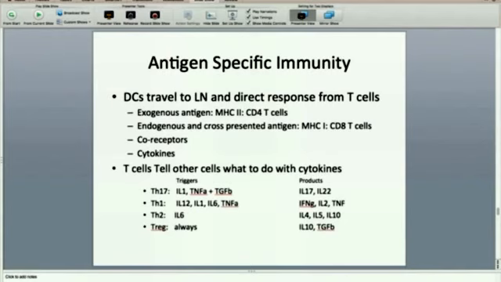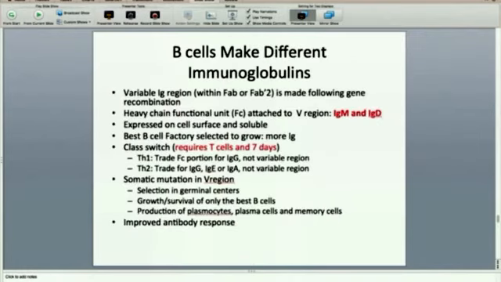The key here is Th17 produces IL-17 and IL-22. Th1 produces interferon gamma and also IL-2 and TNF-beta. Th2 makes IL-4, 5, and 10 to promote antibody production, and the Tregs make IL-10 and TGF-beta, which are regulatory cytokines. Next slide.